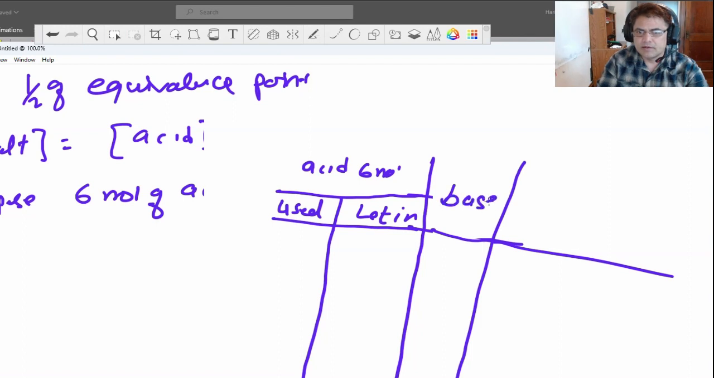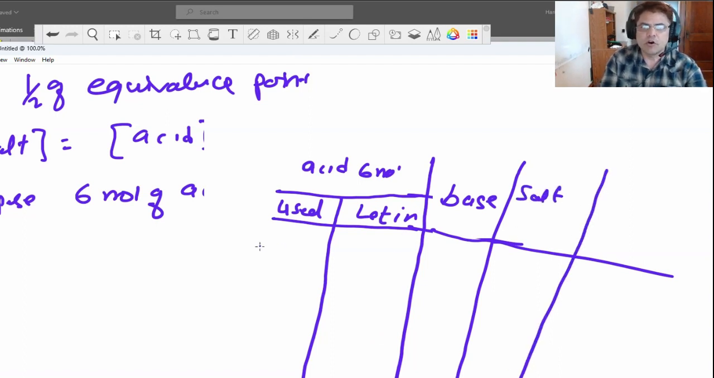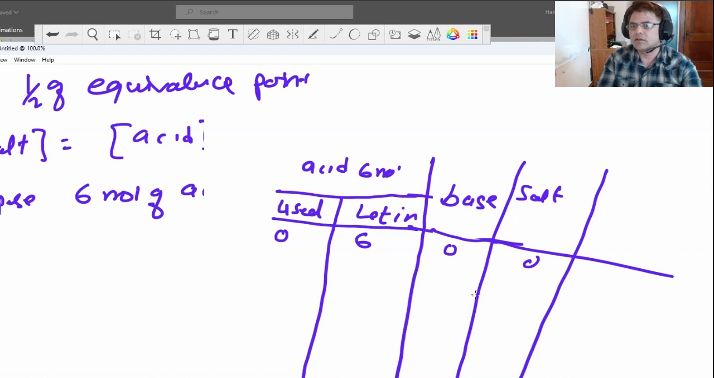This is the base and this is the salt. First of all, all 6 mole of acid are there. You use 0 at the beginning, right? You didn't run down your NaOH from the burette. And how much is the base? You didn't run down anything, so it's 0. And how much salt will form? 0 at the beginning, nothing.